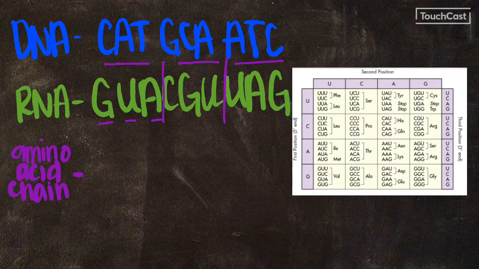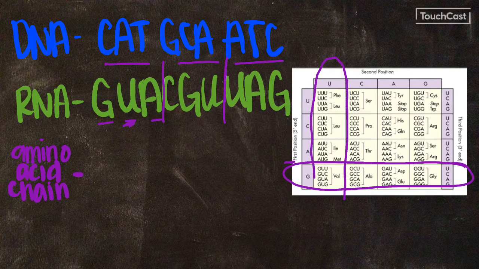So, my first position of my first amino acid codon is G. So I'm going to circle G. My second position right here is U. So I'm going to circle the U column because this is labeled second position. I then take a look at my third and I find where they overlap. And that leaves me with the amino acid VAL.